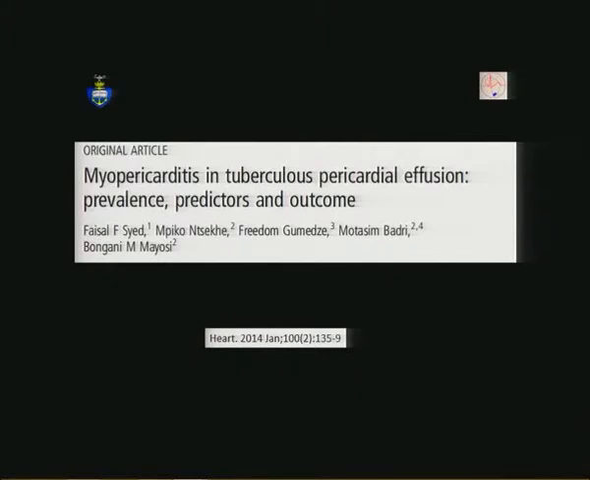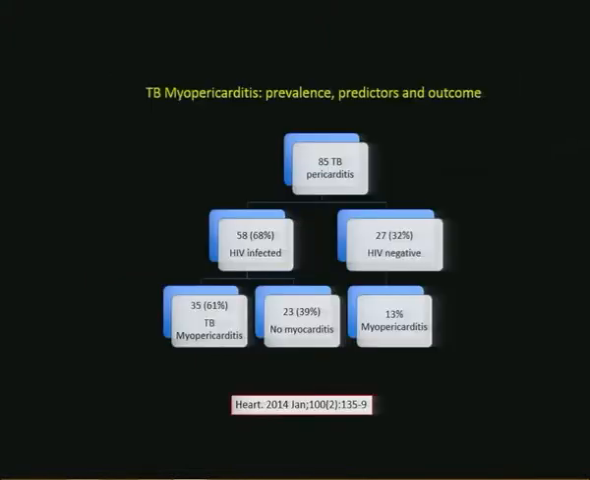We performed a small study looking at its prevalence, predictors, and outcome. It was a prospective study looking at 85 patients with TB pericarditis, 68% of whom were HIV infected. Again, this is quite common to find about 70% of patients presenting with HIV. You'll see that of those, 61% had what we would call TB myopericarditis in the form of depressed LV systolic function and elevated markers of myocardial injury like CK and troponin. And about 40% didn't have any myocarditis.